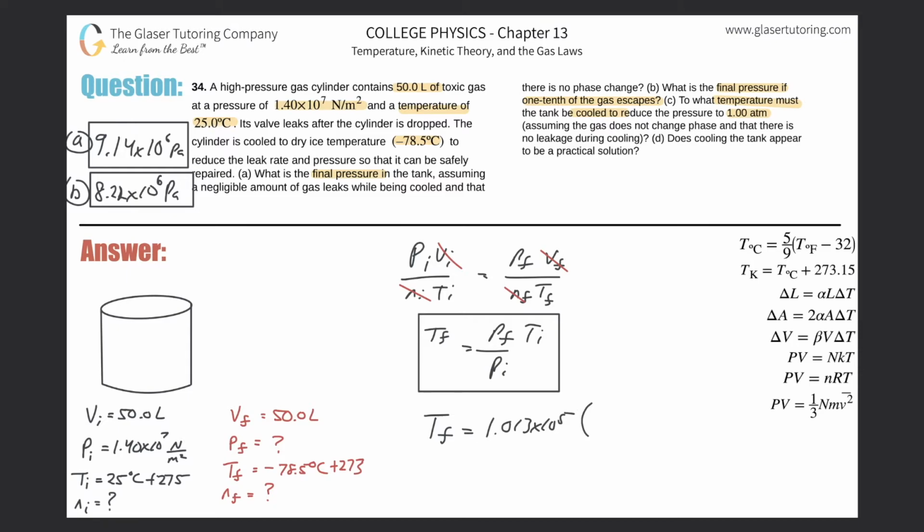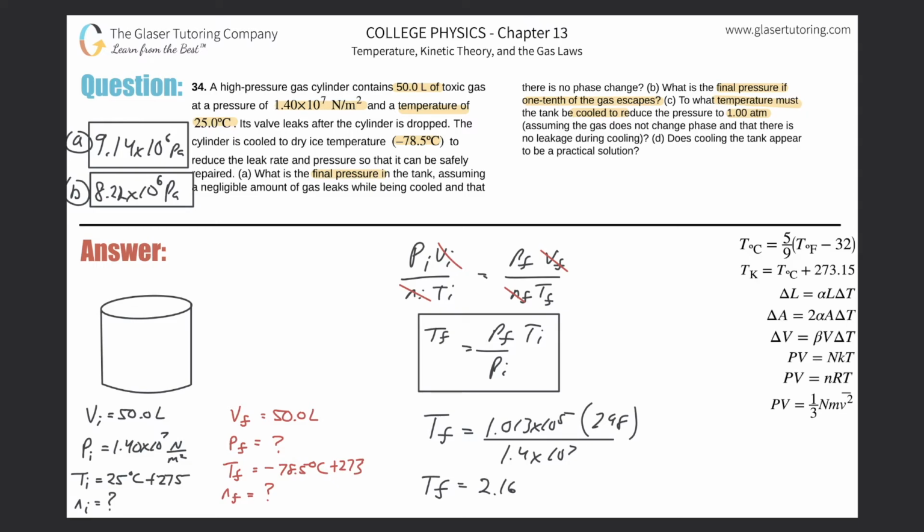These are equivalent, all right? Times the initial temperature, again, it's going to be 298, as we found before, divided by the initial pressure, which was 1.4 times 10 to the 7th. And lo and behold, here we will find our final temperature, and this should be 1.013 times 10 to the 5th times 298 divided by 1.4 times 10 to the 7th. And we get about, what? Wait a minute, what? I get about 2.15 or 2.16.